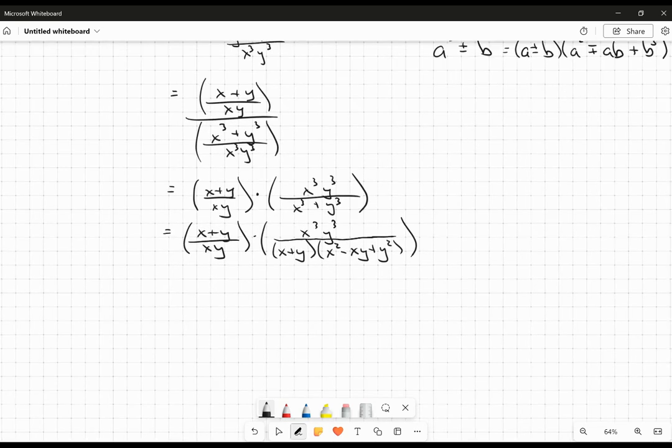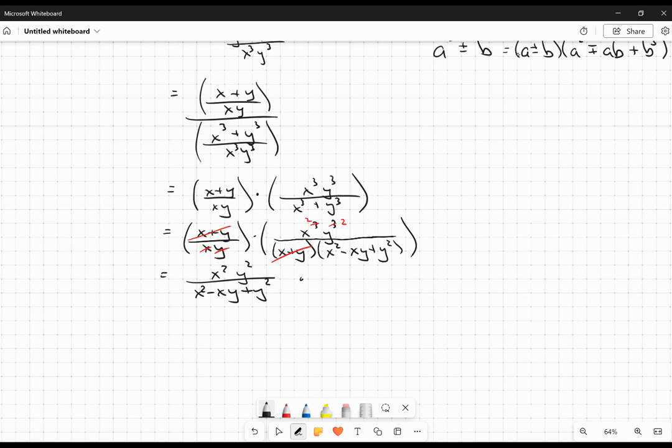Now, at this point here, we can do a little bit of canceling. That x plus y is going to cancel with the x plus y. And then one of the factors of x and one of the factors of y is going to cancel. And so we are going to be left with x squared y squared over x squared minus xy plus y squared. And that really is not going to factor down nicely. Anything that we would do from this point on to factor that is going to introduce some ugly numbers. So that's where we're going to end it.